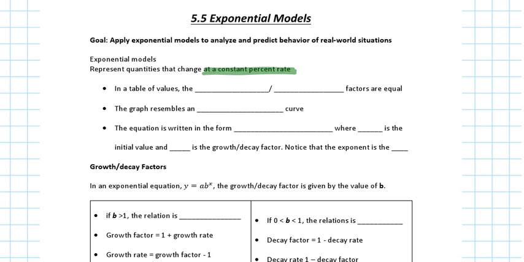In a table of values, we call that the growth and decay factors are equal. The graph resembles an exponential curve. And remember, an exponential curve has a flat end and either a fast increasing end, or it has a decrease and then a flat end. So this one represents an exponential curve.